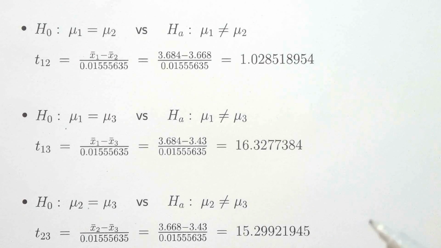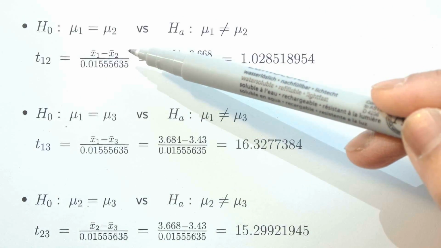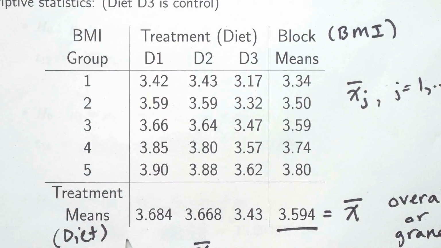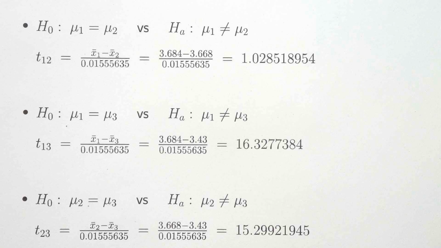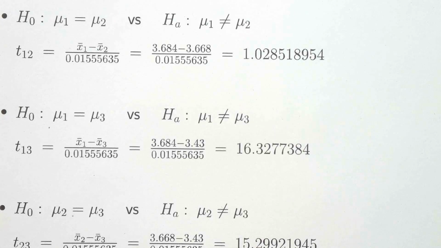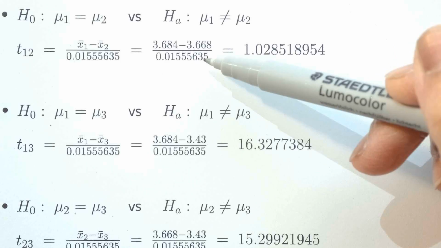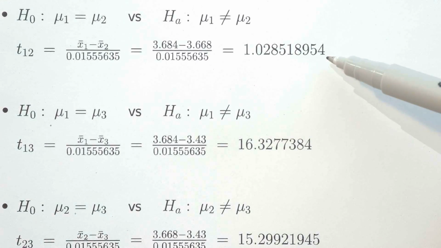And when we look at T1,2, we have X bar 1 minus X bar 2. Just to refresh our memory, when we look back at our data, we had 3.684 for X bar 1, 3.668 for X bar 2, and 3.43 for X bar 3. These are the treatment means. So 3.684 minus 3.668, we divide by the standard error that we calculated on the previous page, and we come up with a test statistic value of 1.0285.